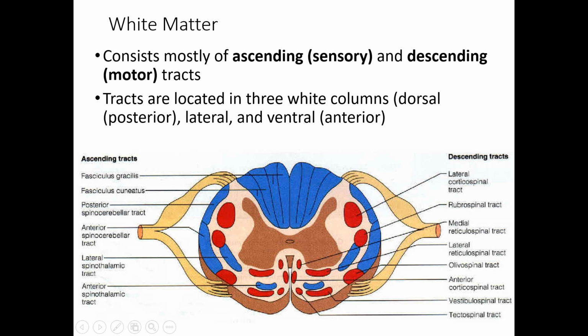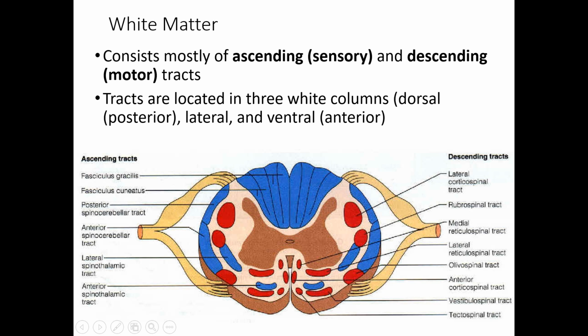Okay, now the white matter of the spinal cord. White matter is everything else outside of the gray matter. So that is the gray matter. Outside, everything is white matter. White matter is made of white columns. That is the dorsal or posterior white column. Right here it would be the lateral column, and here the ventral columns.